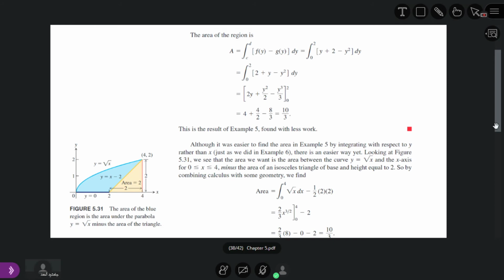Why are c and d given? Because in the previous question we used a and b, and we are doing the same thing here but with respect to y, so we use a different notation. So c is equal to 0 and d is equal to 2.